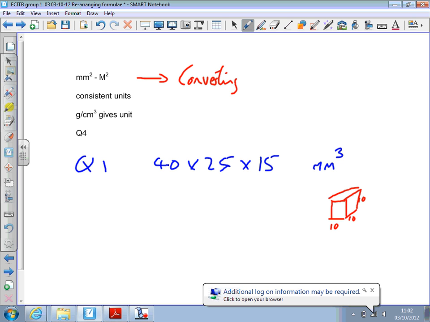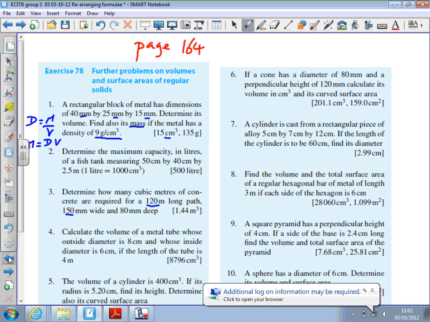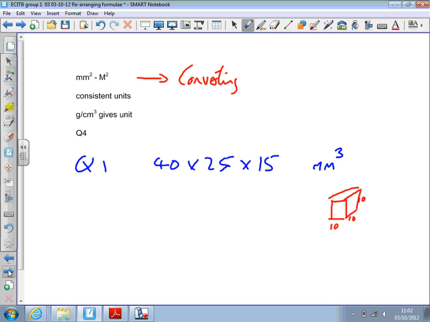I would always recommend, and I do this myself, if I want the answer in cubic centimetres, convert to centimetres at the start. So instead of it being 40 millimetres, it will be 4 centimetres times 2.5 times 1.5, and I'll automatically have the answer in cubic centimetres. A good tip: get your units in the right form at the start, and then you won't fall into that trap.